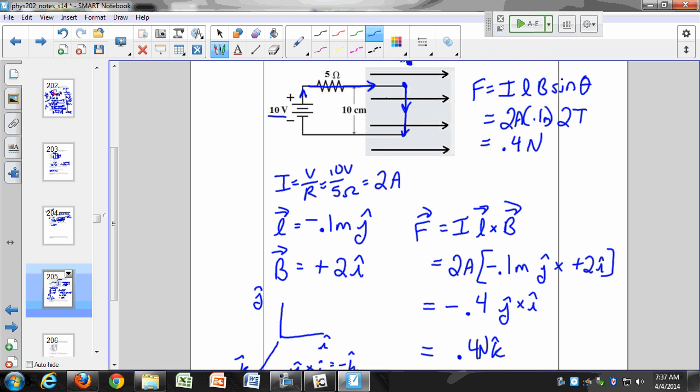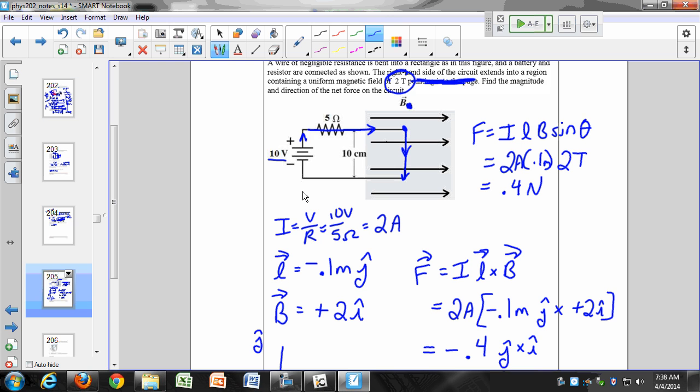We have our vector L is down, our vector B is to the right, and then we do the right-hand rule like this. It's out of the page. The vector F is out of the page, which is what we've got down here. It's 0.4K, which is out of the page. Might find that a little simpler.